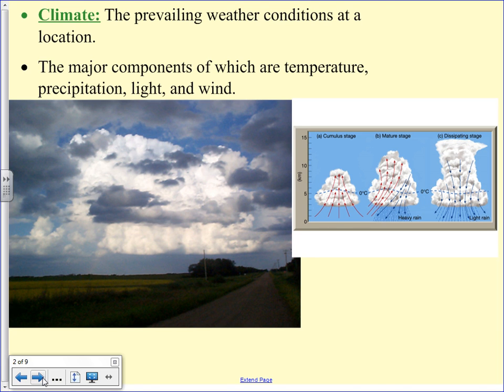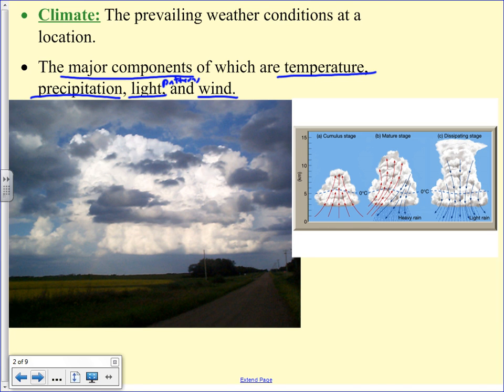Okay, and this is an important thing because I almost always ask about this on tests. The major components of climate are the temperature. How hot or cold is it? The precipitation, the light patterns. You may want to just add in there light patterns. Okay, and wind. So those are the things that are usually described when we talk about climate.